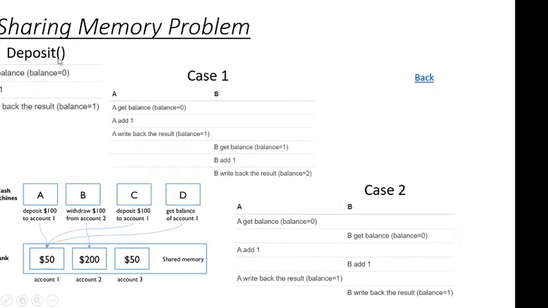Now let's take a scenario for deposit. Let's take the example deposit. All ATMs are depositing. So when A deposits, say we are only depositing to one account. If A deposits to account 1, and B also deposits to account 1, let's see the different scenarios.